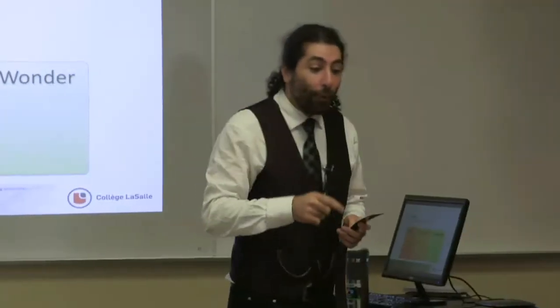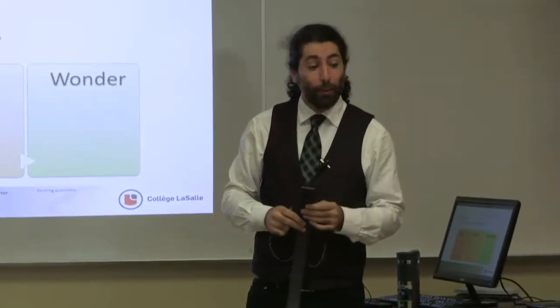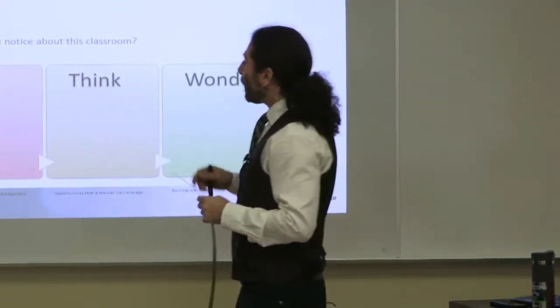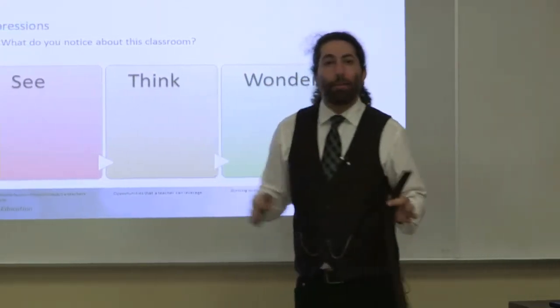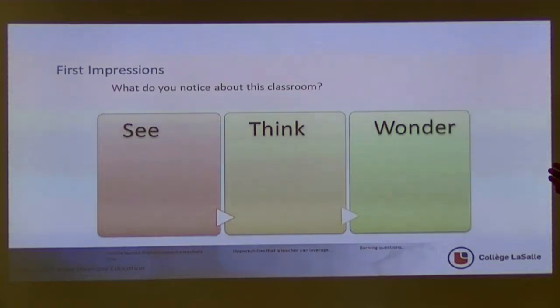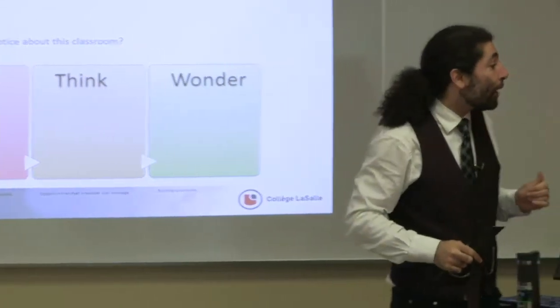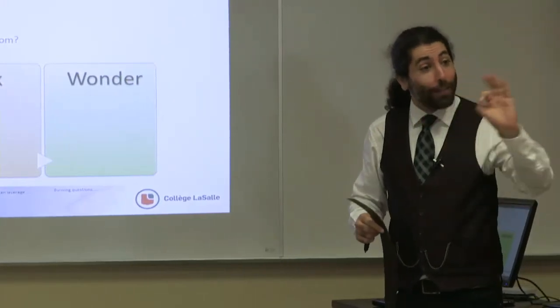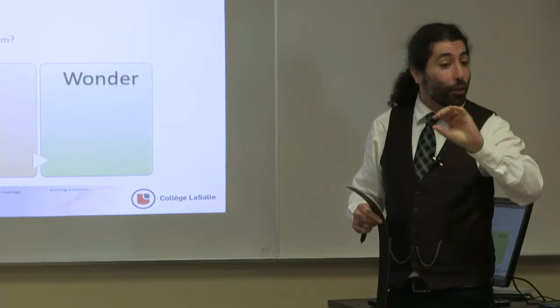For now, I'm going to ask you to do something. Before we get into the content, there should be some pens on the desks. I want you to grab those pens, and you do have post-it notes as well. Just a regular pen, not the dry marker. I want you to look around the room and notice what you see. Specifically, what do you notice about the classroom, visible factors that will impact a teacher's role? I want you to write down what you see. Just one or two things, essentially.